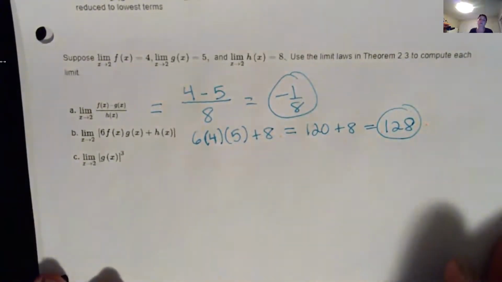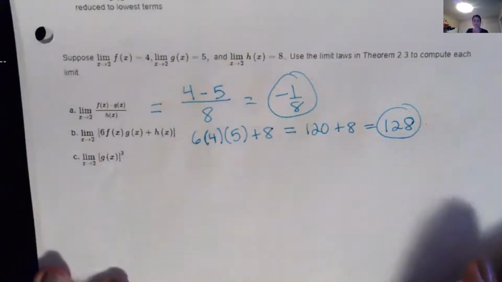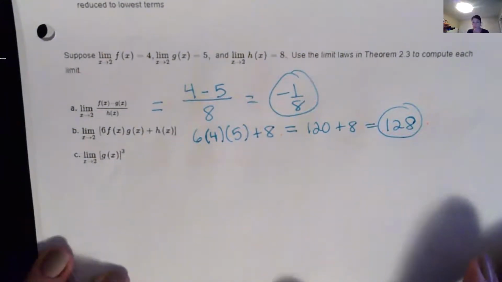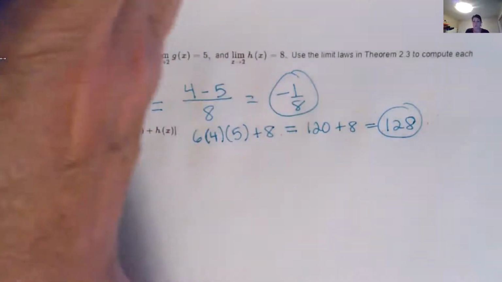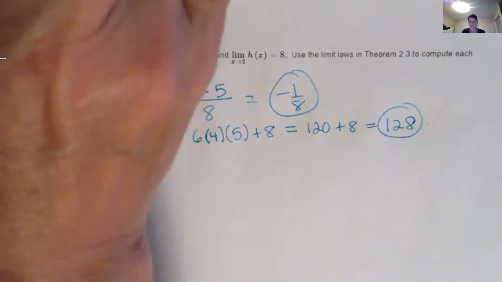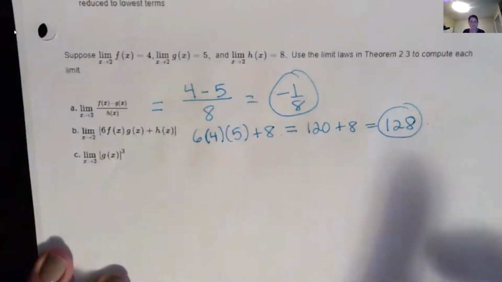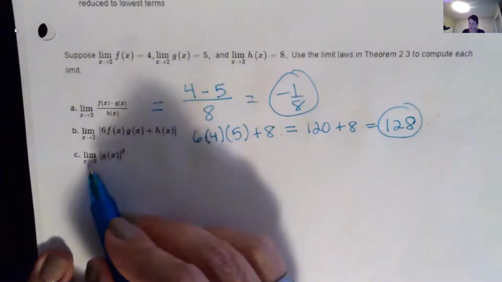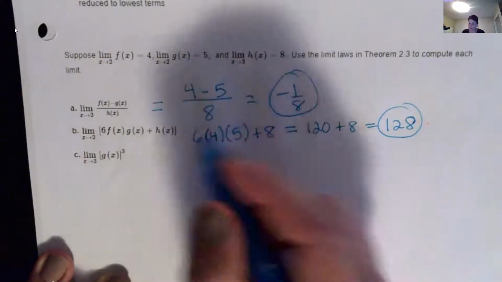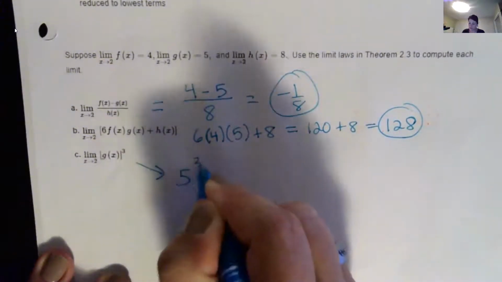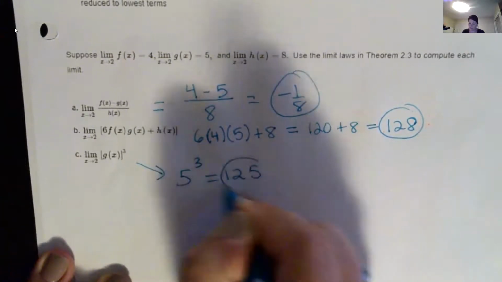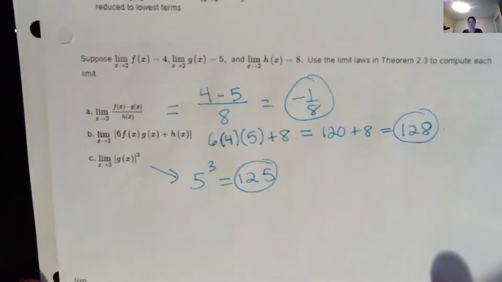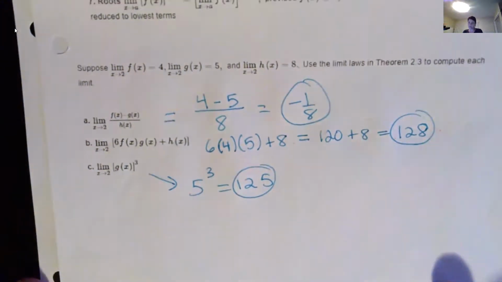And the last one says limit of g of x cubed as x approaches 2. So as we approach 2, g of x is 5, so that's just 5 cubed equals 125. And that is that.